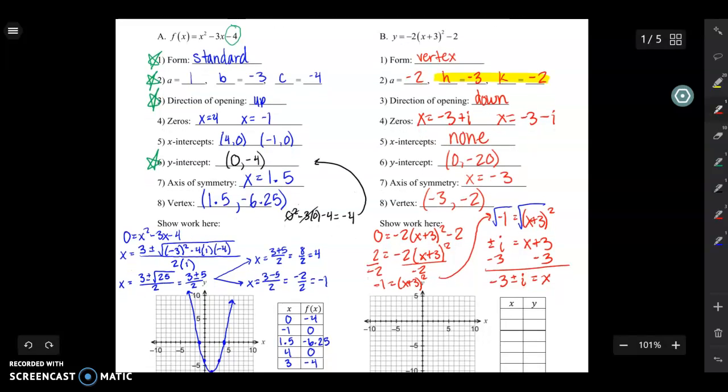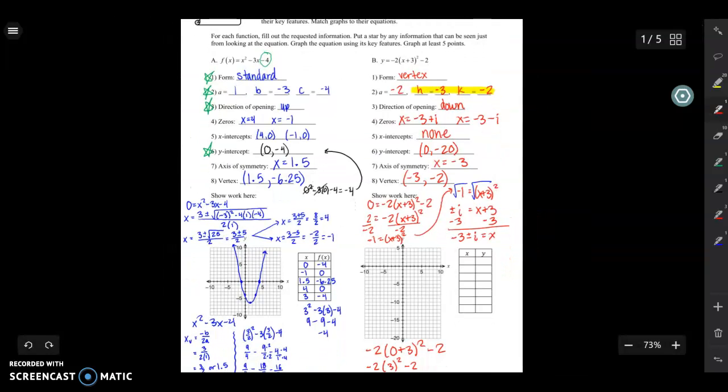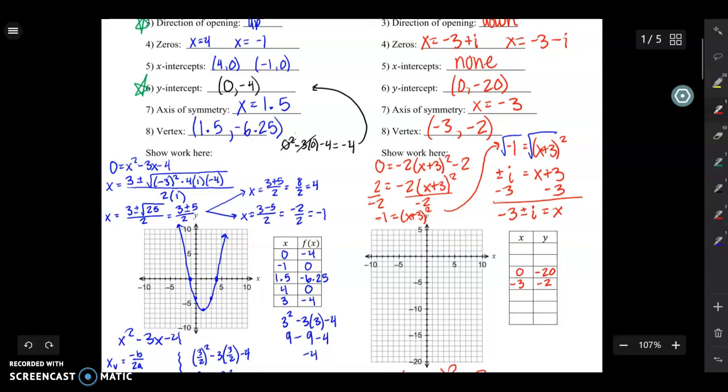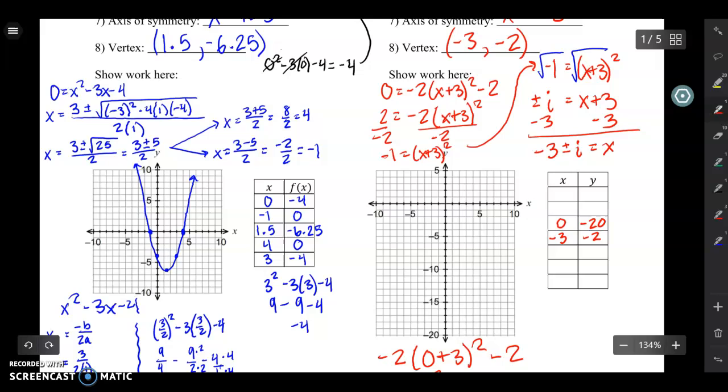All right, time to translate this onto the graph. So I'm going to first put down my vertex. And then I know that I have a y-intercept at (0, -20). Because we don't have any x-intercepts, I only have 2 points that I know at this point. So I'll plot what I know. I have a vertex at (-3, -2), and then I have a y-intercept at (0, -20).